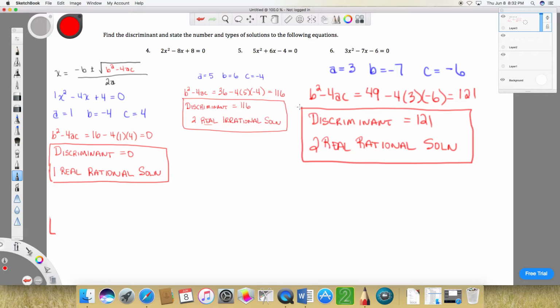All right, so I hope that helps. These 3 problems each had different cases. The only one that's missing from these 3 examples would be if the discriminant were negative, and then we would have 2 complex solutions. When the discriminant is 0, you have 1 real rational solution. When the discriminant is positive but not a perfect square, you have 2 irrational solutions. When the discriminant is positive and a perfect square, you have 2 real rational solutions. So that illustrates these different possibilities.